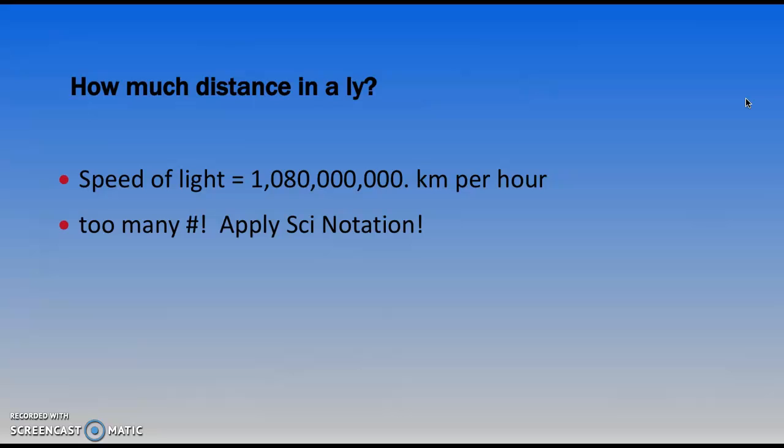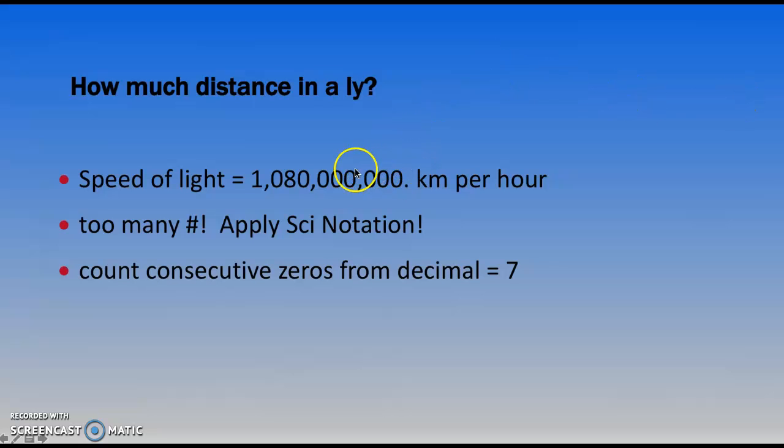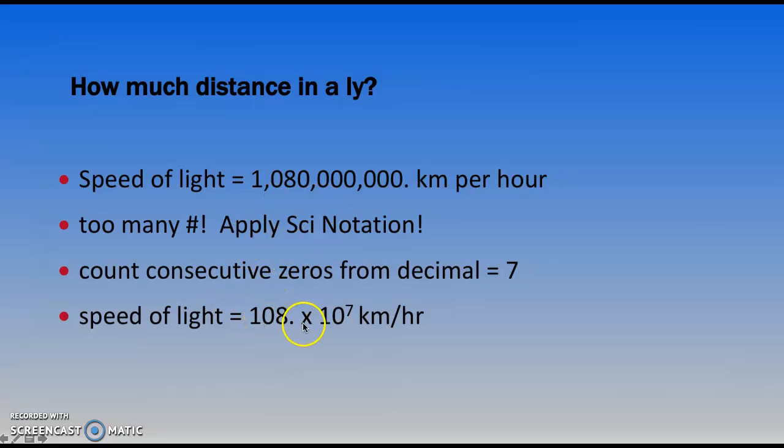So let's get rid of the zeros first when we're talking about a light hour, and we can do that. Count the number of consecutive zeros to the left of the decimal point. And that is, look at this, 3, 6, 7. 7 consecutive zeros to the left of the decimal point. So we can make it 10 to the 7th power and include the factor that is in front of all those zeros. Take a look. 108 times 10 to the 7th power kilometers per hour. Much easier to work with.